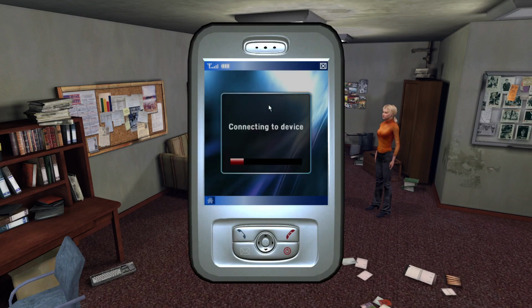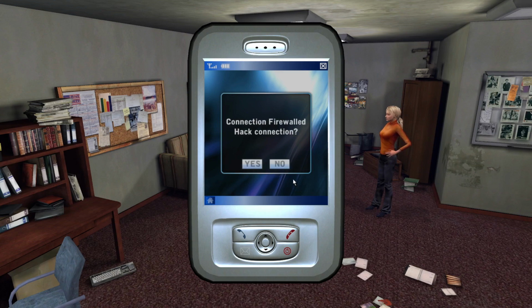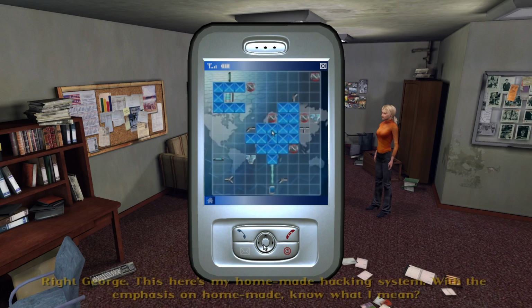Lobino's private server. Connected to device. Okay, access an internet. Connection firewalled, hack connection. Yes, I guess.